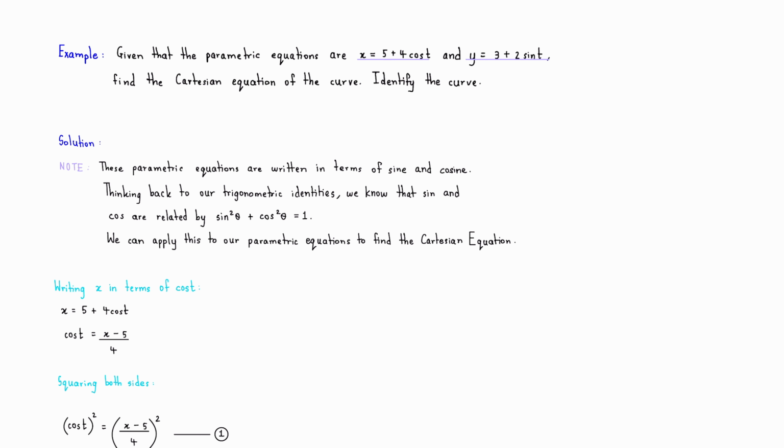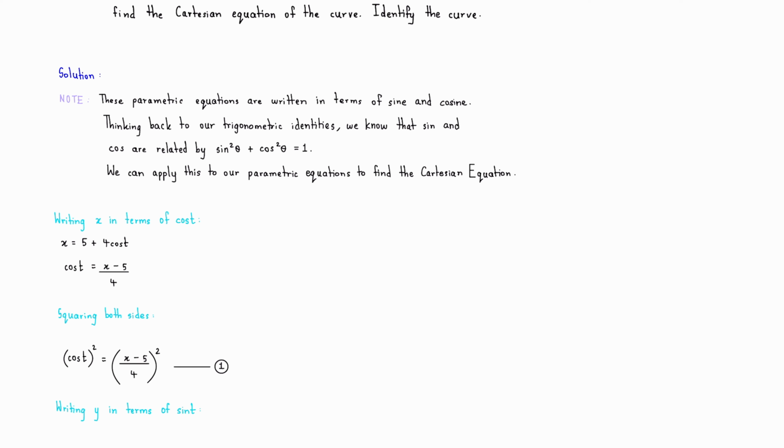So again, remember that everything is connected in some way. All right. Now, in this case, we know from our trigonometric identities that sine and cos have a relationship. So let's use that to our advantage. These parametric equations are written in terms of sine and cosine. We know that their relationship is sine squared theta plus cos squared theta is equal to 1. And we're going to apply this to our parametric equation to find the Cartesian equation of the ellipse.